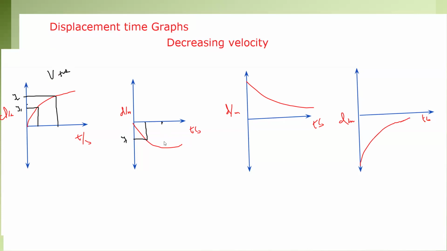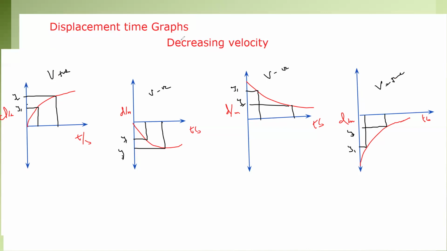Negative. So this will be negative. What about this one? Negative. So this will be negative velocity. And what about the last one? Positive. So you can work out these are the possible shapes of the graph. There is no other shape they can make. These are the possible shapes of the displacement time graphs.